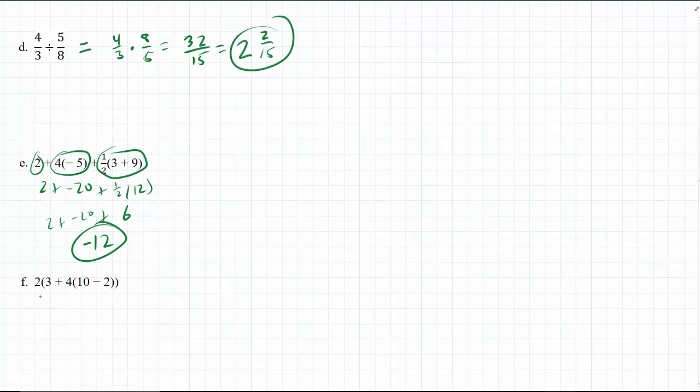Finally, last one. Again, there's parentheses inside parentheses, so we're going to do the inner parentheses first. 10 minus 2 is 8. Then we're going to do the multiplication. 2 plus 3, 2 times the quantity 3 plus 4 times 8 is 32, which is 2 times 35, which is 70.